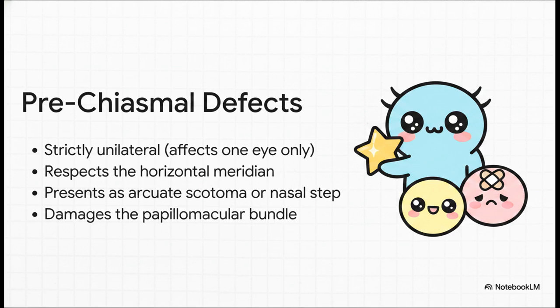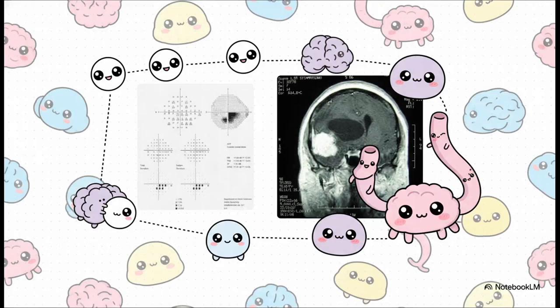And within this zone, we can narrow things down even further. Retinal vascular issues, like a blocked artery, typically respect the horizontal midline. Optic nerve head issues, like glaucoma, well, they might show up as an arcuate scotoma or a nasal step. And what's really fascinating is that lesions specifically inside the optic nerve often damage the papillomacular bundle, which just hits central vision incredibly hard.